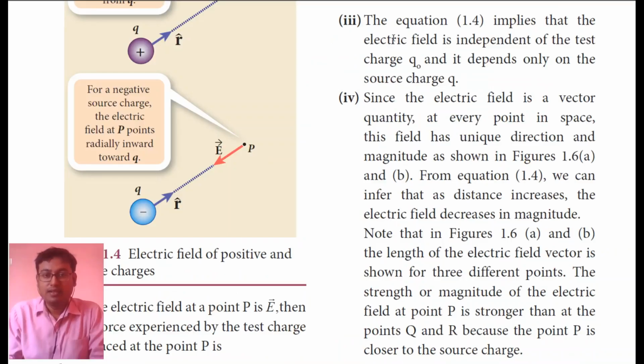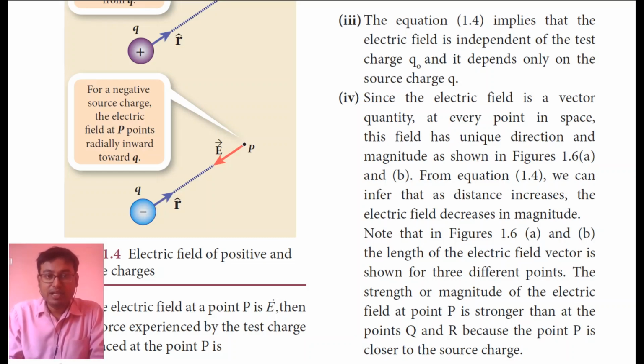Alright, third point. Equation 1.4 implies that the electric field is independent of the test charge Q naught and is dependent only on the source charge Q. We already have seen this point. Next one, since the electric field is a vector quantity at every point in space, this field has unique direction and magnitude as shown in figure 1.6a and b. We will see that later.